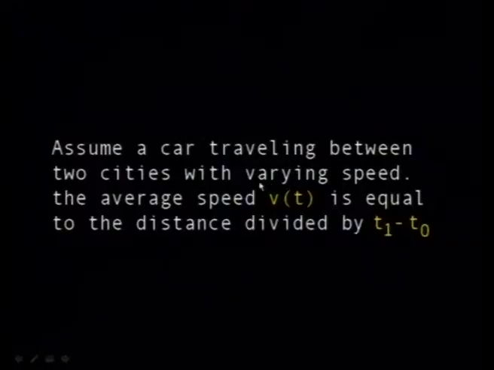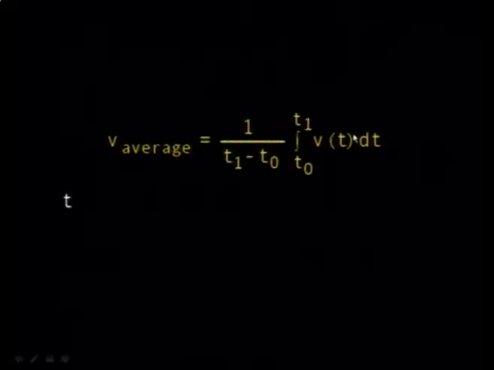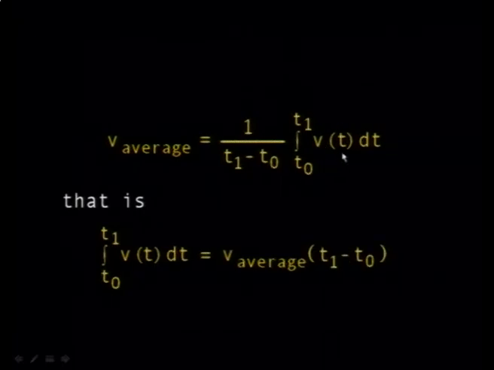So here, as I said, assume that the car is traveling between two cities with a varying speed. The average speed v of t is equal to the distance divided by t minus t naught. You can write it in a different way. This is, again, f of t. You integrate f of x dx from t naught to t1, from a to b, divide it by b minus a, and you get the average speed. Or you can say that the distance is equal to the average speed times t1 minus t naught. But the most important thing is that, because of the continuity of your speed function, or the continuity of f, there exists a point zeta in the trajectory at which you attain this mean value of the function.